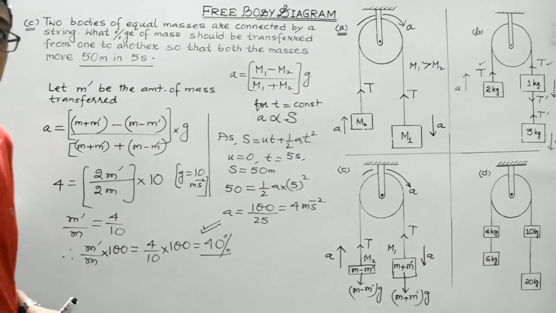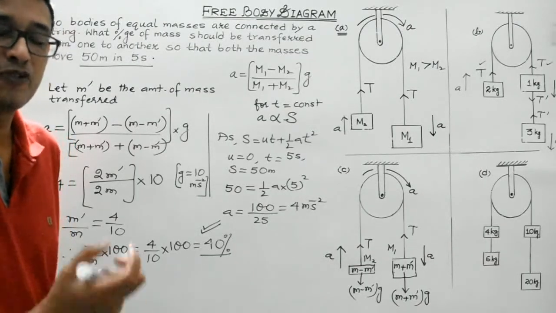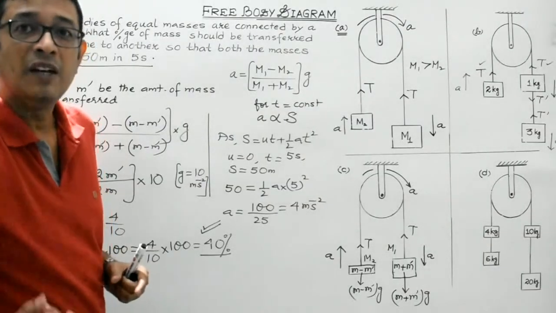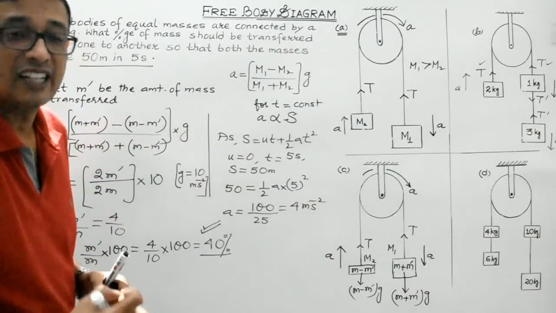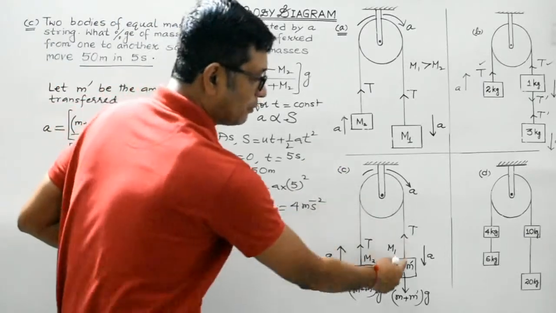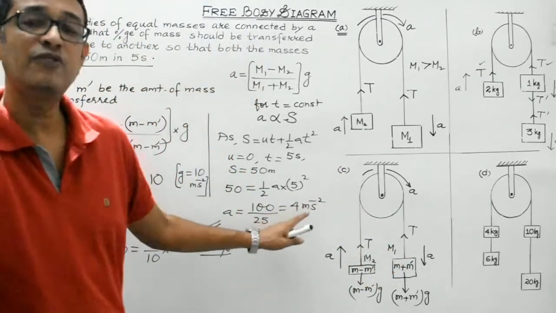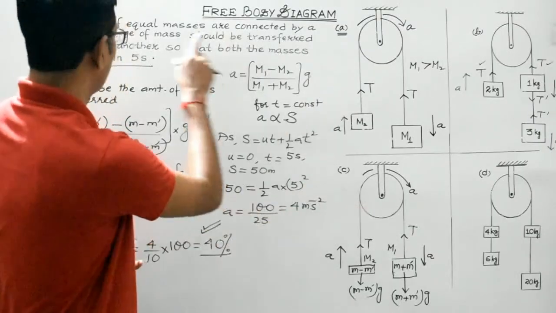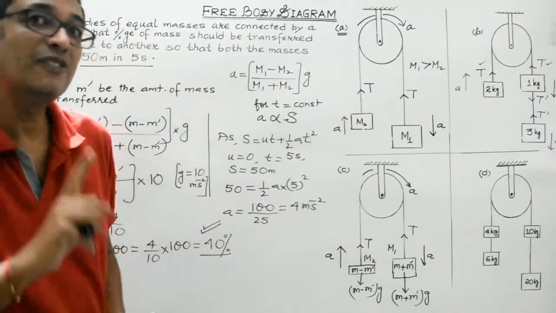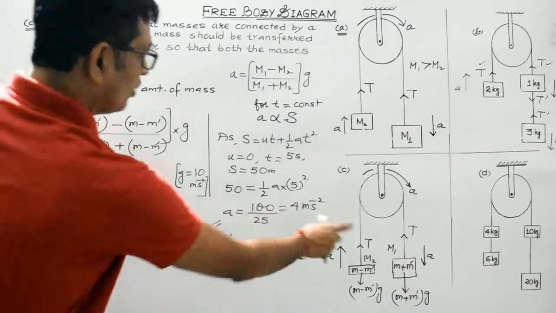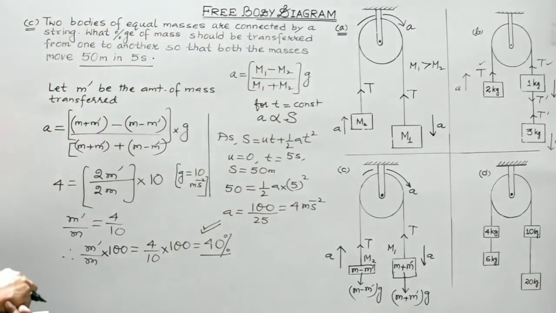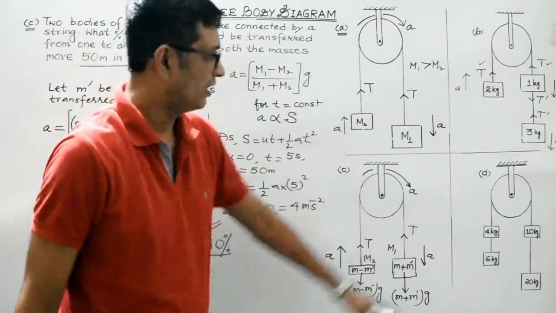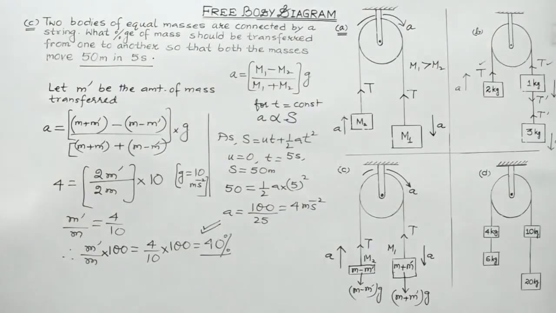M dash by M is the fraction of mass that is to be transferred from one body to another body. So M dash by M multiplied by 100 would be the percentage of mass that is to be transferred from this body to that body, so as to have an acceleration of 4 meters per second square. In other words, so as to make each of these bodies move 50-meter distance in 5 seconds. So that is how this question is to be done, right? This is indeed a very, very good question. Okay, let's proceed to question number D then.